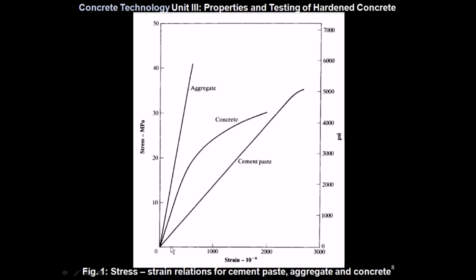On the horizontal axis we can see the strain, on the vertical axis we can see the stress. So this is the stress-strain graph for the aggregate, this is the stress-strain graph of the concrete and this is the stress-strain graph of the cement paste. The values are given in MPa, that is megapascal or Newton per millimeter square, and here in 10 to the power minus 6, and here it is in PSI.